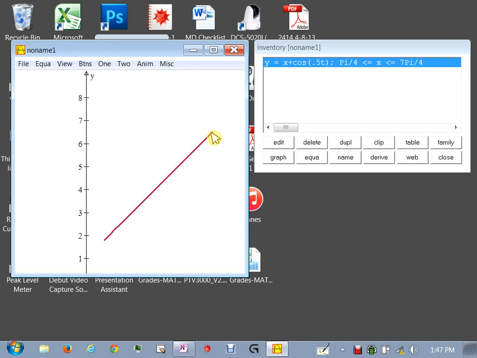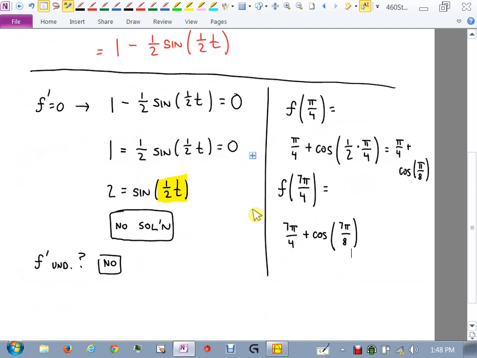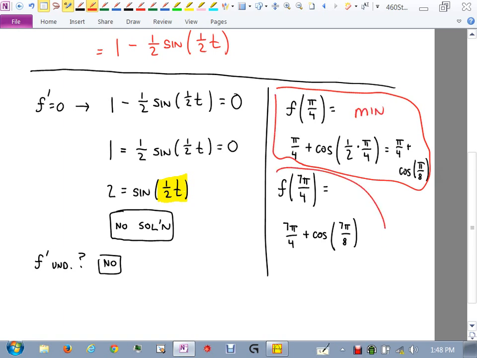Looks like a straight line, practically, right? So it looks like at the 7 pi over 4 is where I have the max, and at the pi over 4 is where I have the min. But you'd have to get the decimal value if you wanted to know for sure what the decimal answer was. So this one right here would be where we have our min, and then this right here would be our max. Go with me?